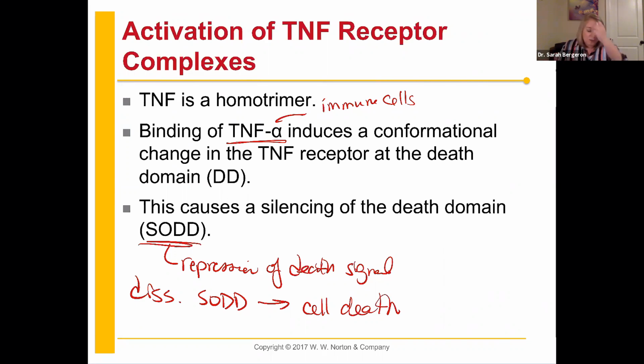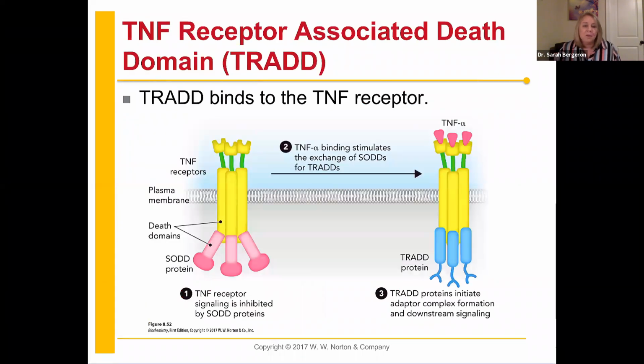And so the cell has these different things in response to environmental factors. And sometimes that's internal environmental factors, and sometimes that's external environmental factors. It just kind of depends. So when we look at how this works, here's our TNF receptors, right? And so what happens is normally you have these SOD proteins that are basically hiding the signal, because they're bound to the death domains, and they prevent the death domains from signaling, right? And so TNF receptor signaling is inhibited by our SOD proteins.